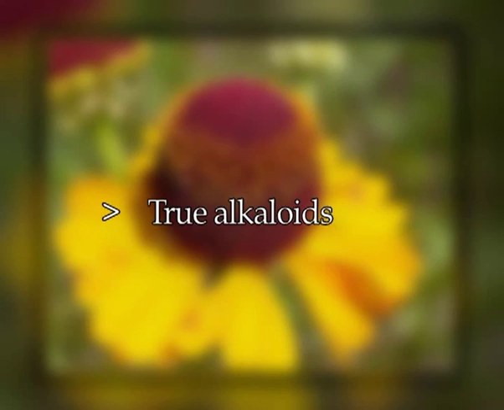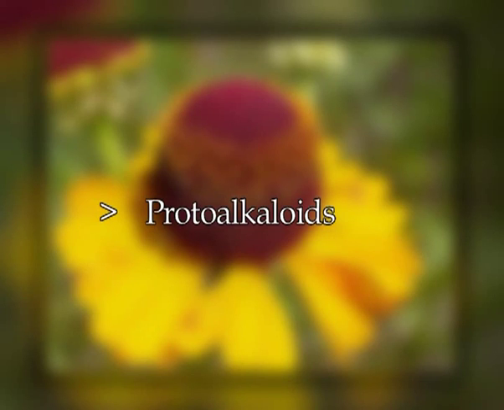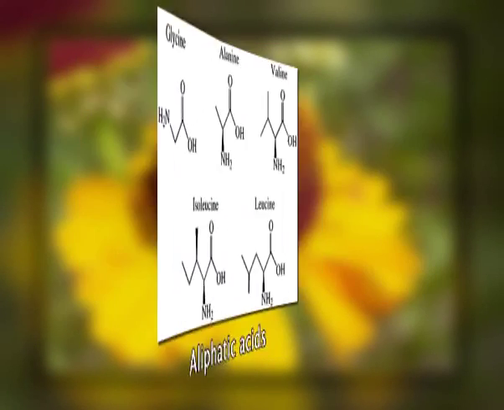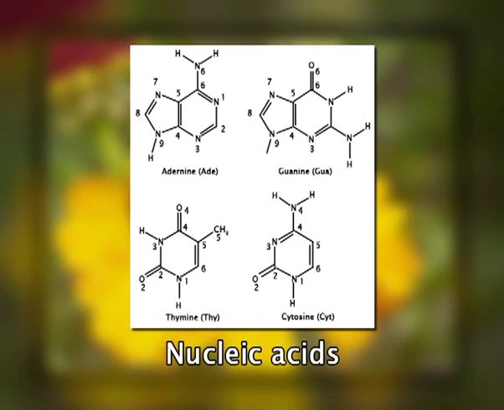Number one, true alkaloids. They contain a nitrogen-containing heterocyclic nucleus derived from a biogenetic amine. Number two, protoalkaloids. They are derived from amino acids but lack any heterocyclic ring. Number three, pseudoalkaloids. They are biogenetically unrelated to amino acids and are derived from terpenes, sterols, aliphatic acids, nicotinic acids, or purines.